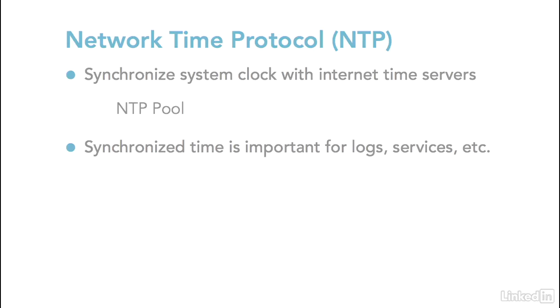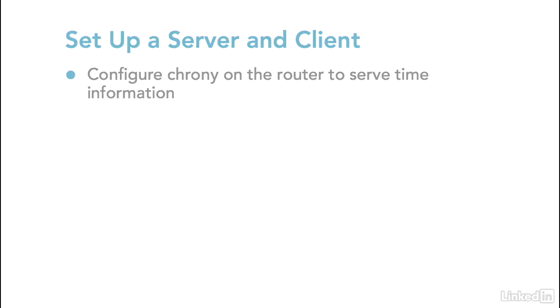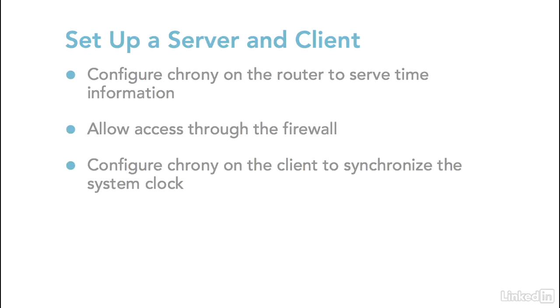While you're usually fine relying on the NTP pool to set the time on machines on your network, you can set up your own time server and configure clients to synchronize with it rather than servers from the internet. What we'll do in this video is configure our router to run the Chrony NTP daemon as a server. Then we'll open up the firewall to let the service through. And then we'll configure Chrony on one of our client machines to point to our router for time information.